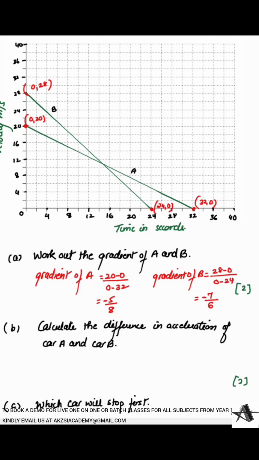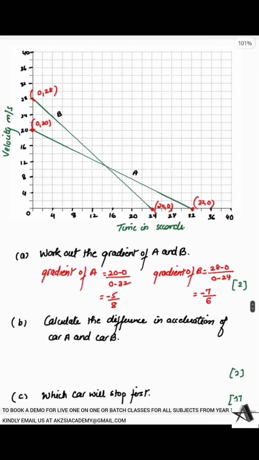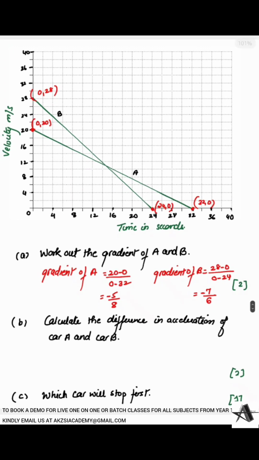Calculate the difference in acceleration of car A and B. The gradient of the velocity time graph will give you acceleration. You can opt for that method as well, because I told you gradient is change in y over change in x. What is written on y? Velocity. Over change in x, what is written on x? It's time. Velocity over time is acceleration. That means you have to calculate the gradient of A, gradient of B, and subtract. And we just did it.